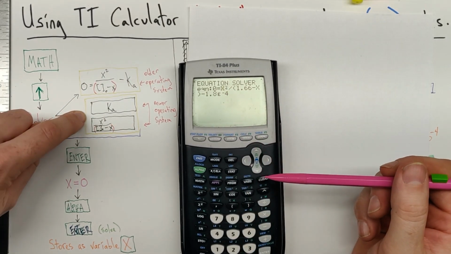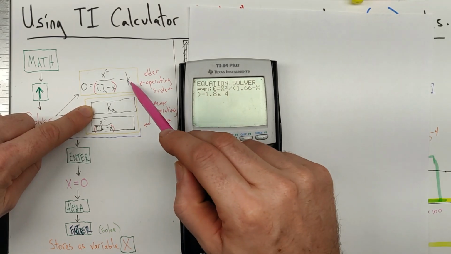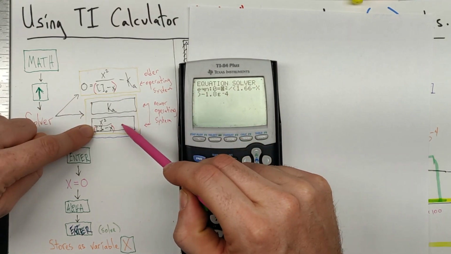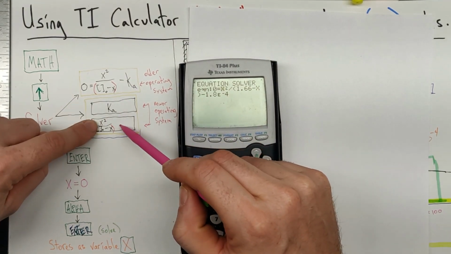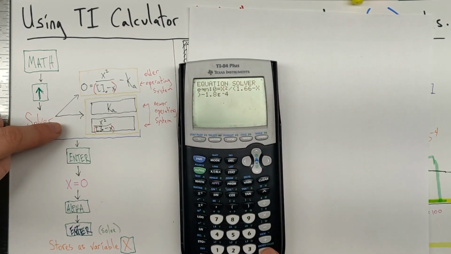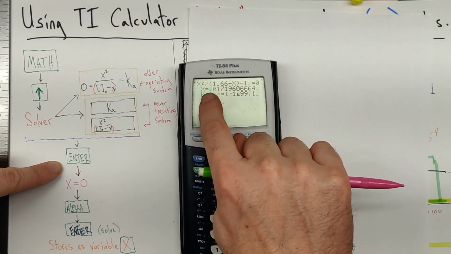In the newer operating systems, you've got two separate boxes, and you don't have to do subtraction. You just put your Ka in one and your equation in the other. And it doesn't matter which goes in which. So I've got my expression there. I'm going to hit enter. And now I've got x equals something.